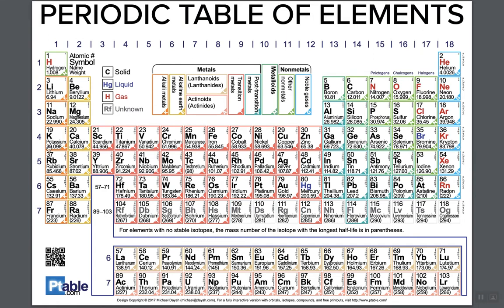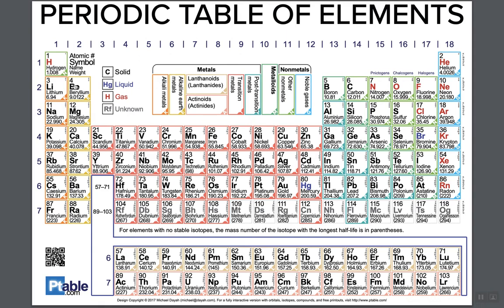So these are highly reactive metals. The reactivity increases as you move down the column. So sodium is more reactive than lithium, potassium is more reactive than sodium, and so on. Alkali metals, group 1, and those have 1 valence electron.